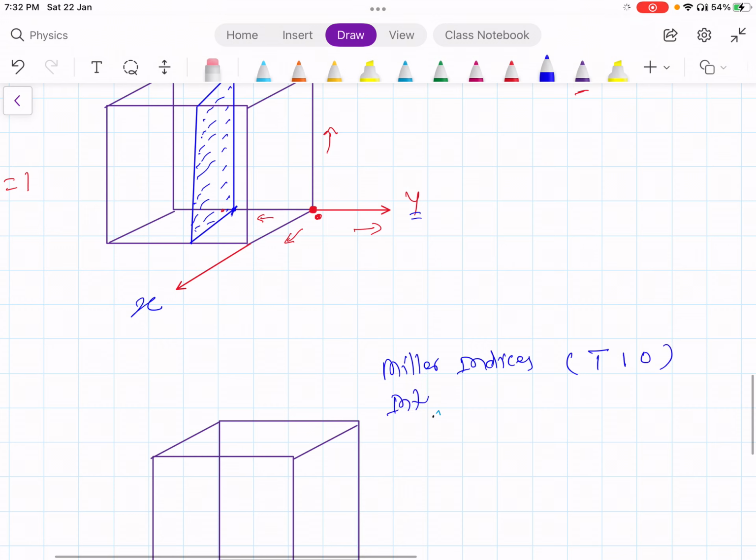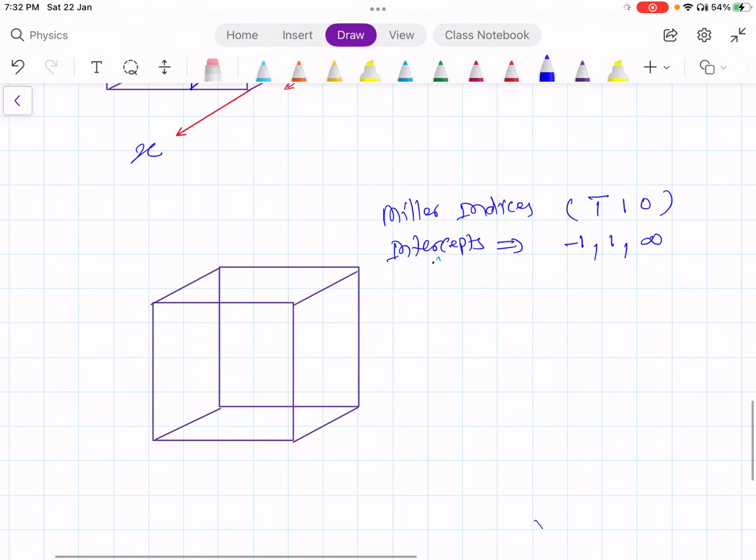And so the intercepts are minus 1, 1, and infinity. So this is parallel to z-axis, cutting x and y-axis at 1. But its x-intercept is negative. What we want is x negative, y and z positive. For that you have to select this as a origin. You can see here, you get the x negative, y positive, and z also positive.